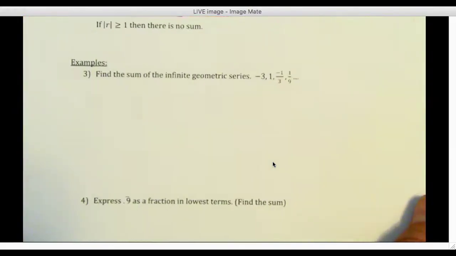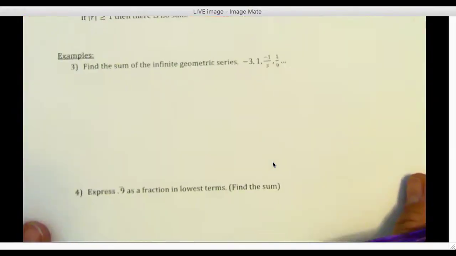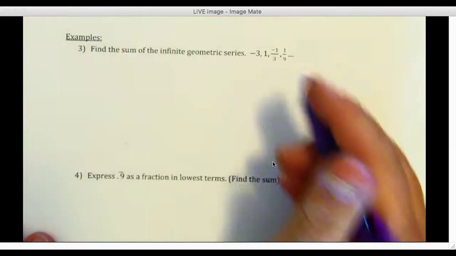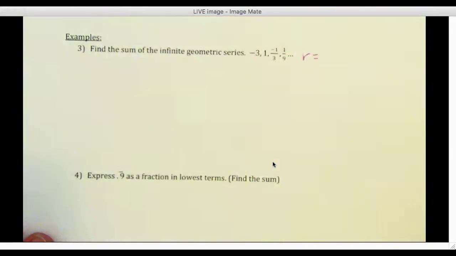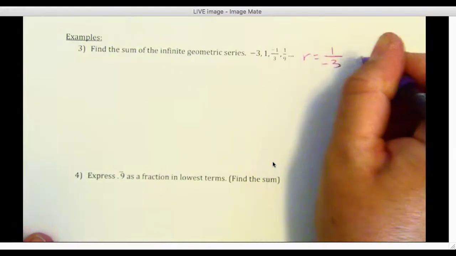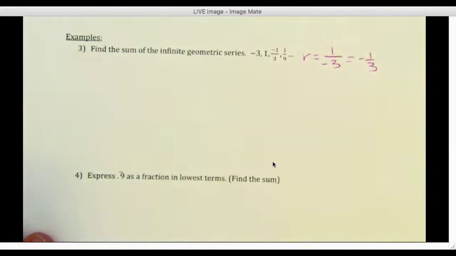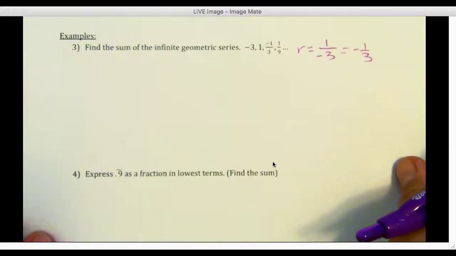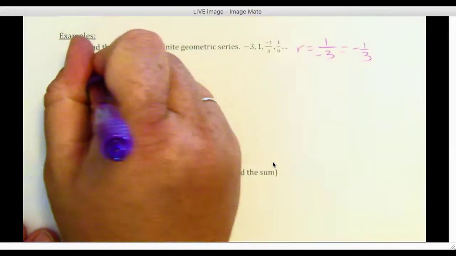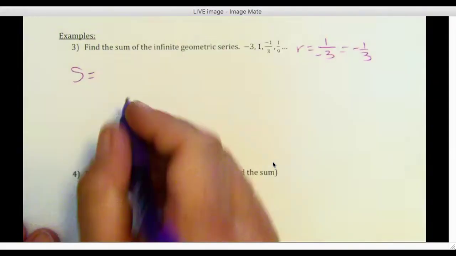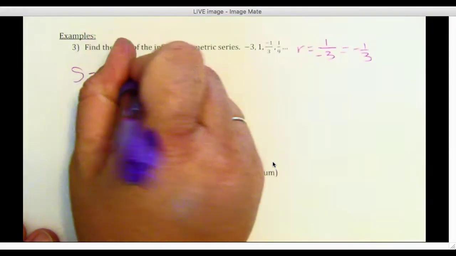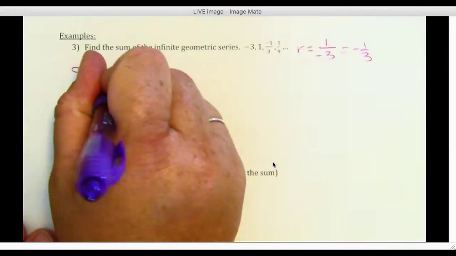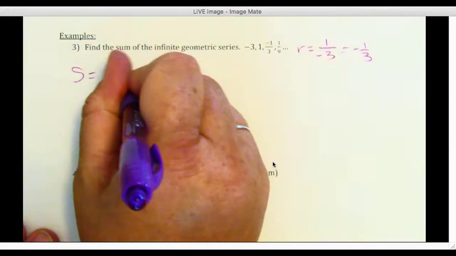So in this first example here, it says find the sum of the infinite geometric series, and it's -3, 1, -1/3, 1/9. So I need to find my R value, and that would be 1 over -3 or -1/3. Well, that is between -1 and 1, so I can find this sum. And it's not S sub n because there's infinitely many terms we're adding up.